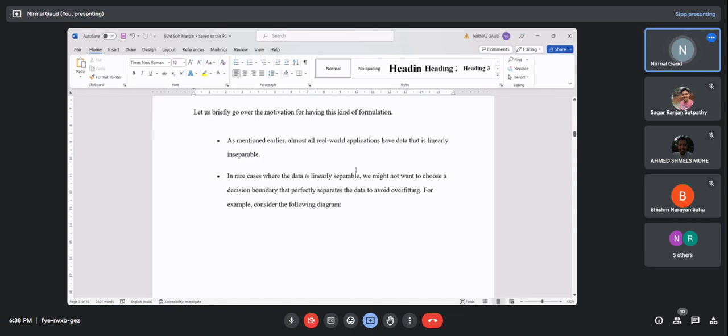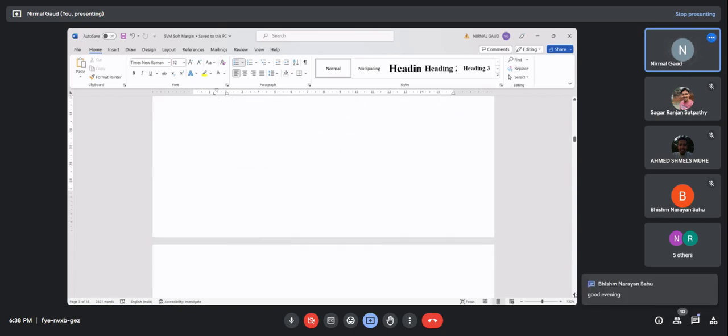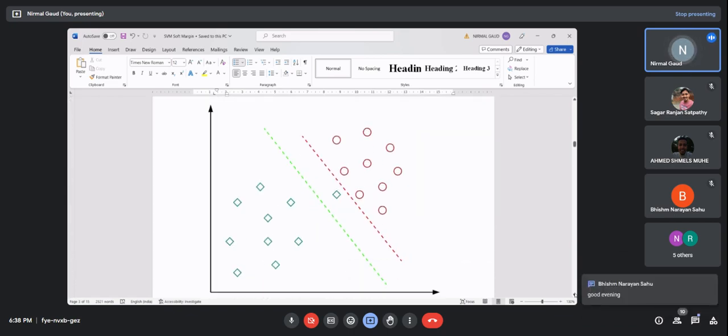So what is the motivation behind this concept? The motivation is that all real world applications have data that is linearly inseparable. That's the first case, and only in rare cases do we have linearly separable data. If we can divide the data points by linear separability, then it's overfitting of the model, because all the points will be separated, giving 100% accuracy, and that's overfitting. So that's the motivation. We need to make a soft margin.